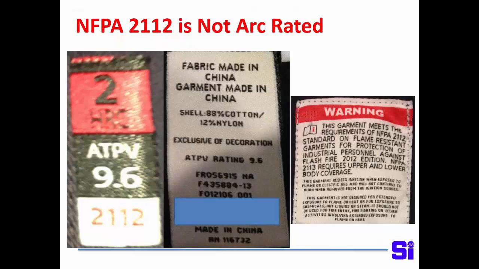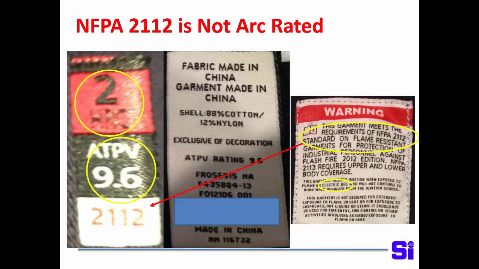You can see over here on the right on this warning label, it says this garment resists ignition when exposed to flame or electric arc and will not continue to burn when removed from the ignition source. Hey, we're good. I've got a hazard risk category. That's good. I've got an ATPV, arc thermal performance value, of 9.6. This thing looks pretty good. I think I got a pretty good deal. However, that 2112 is not a date.